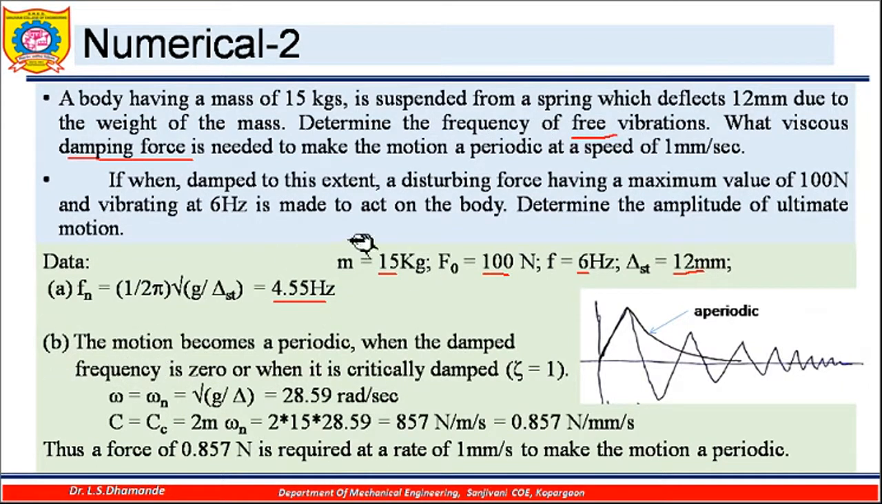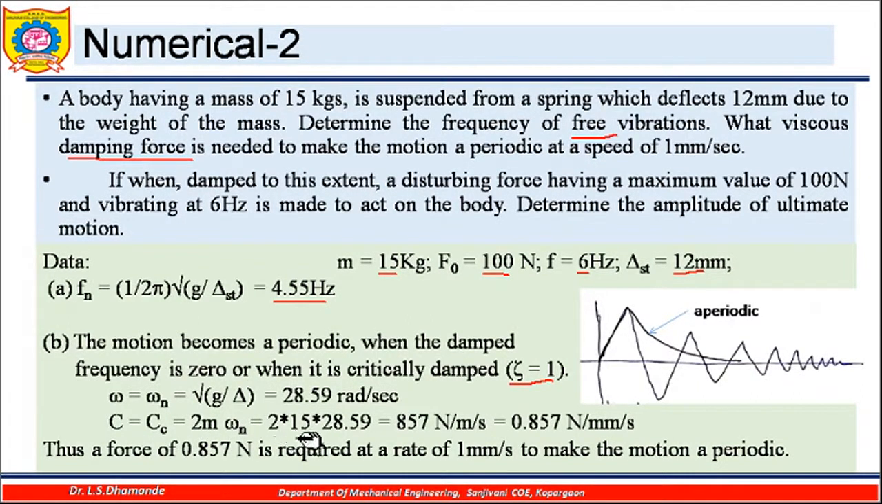Now you are asked to make this motion aperiodic, and for that you have to find the damping force. Aperiodic motion means the critically damped condition, that is, when zeta is equal to 1. The motion becomes aperiodic when the damped frequency is 0, or when it is critically damped. In that case omega equals omega n, which is the square root of k by delta, equal to 28.59 radian per second. So C will be equal to Cc when zeta is equal to 1, because zeta is the C by Cc ratio. So C equals Cc, which is equal to 2 m omega n.